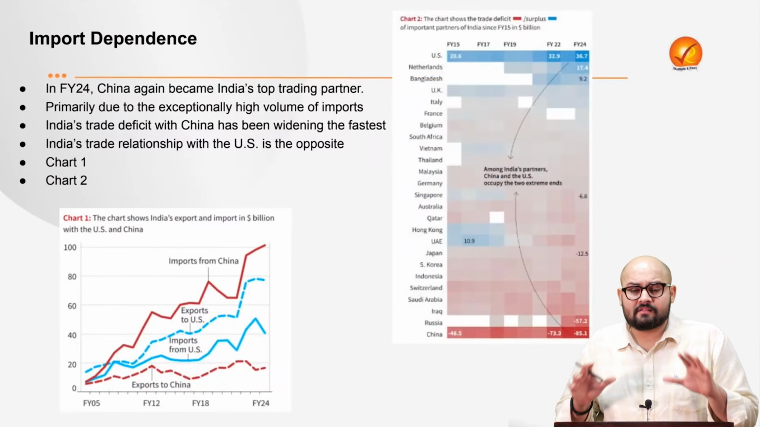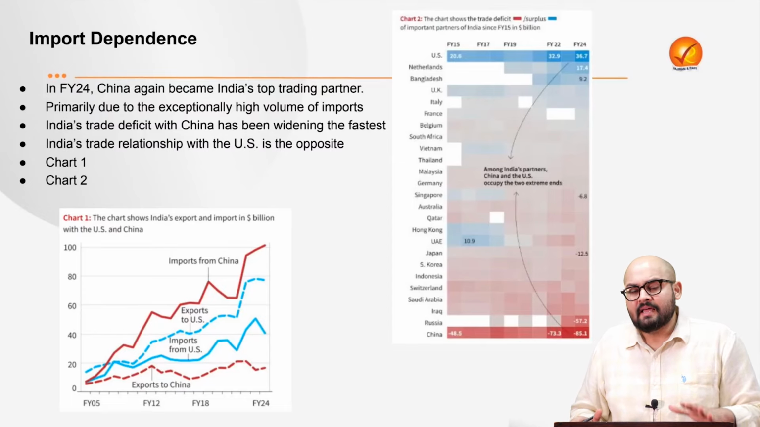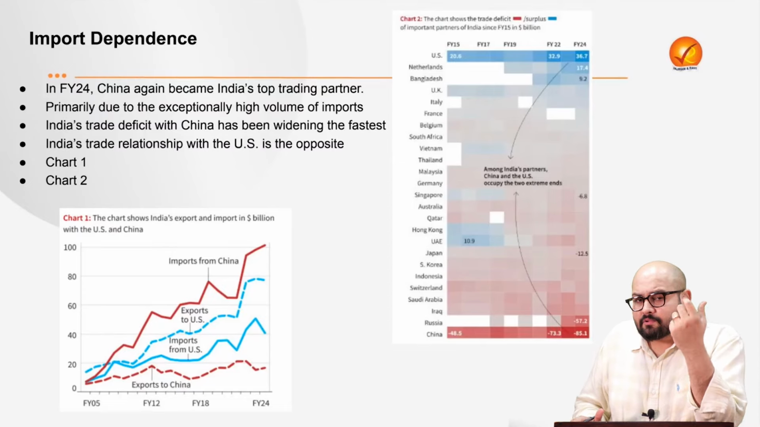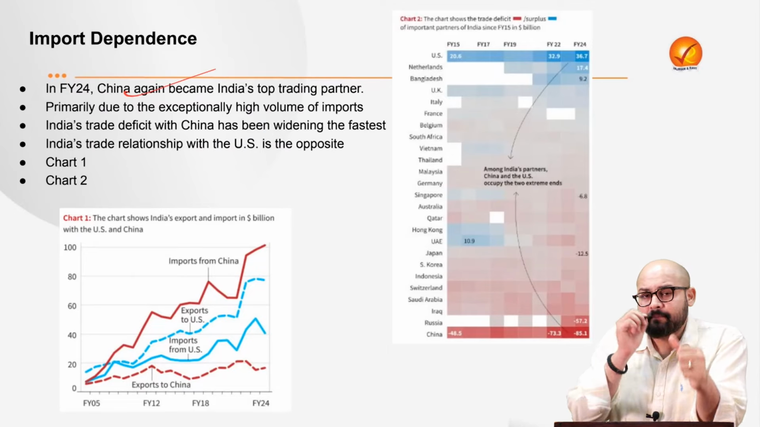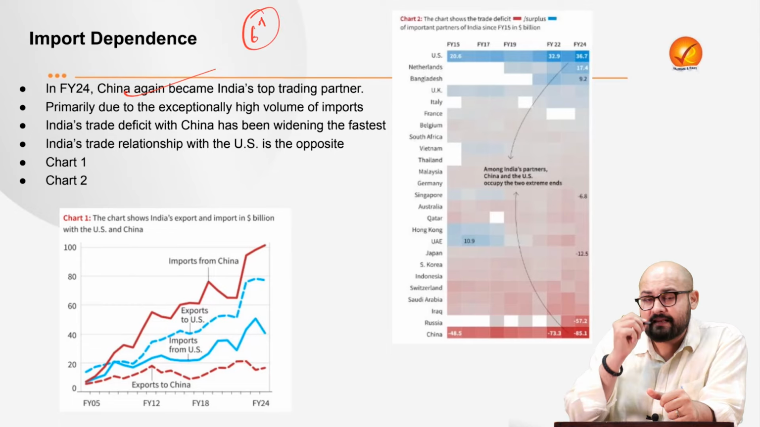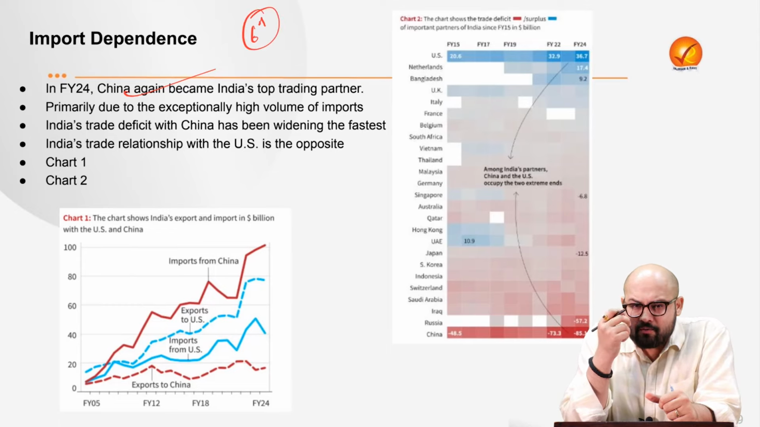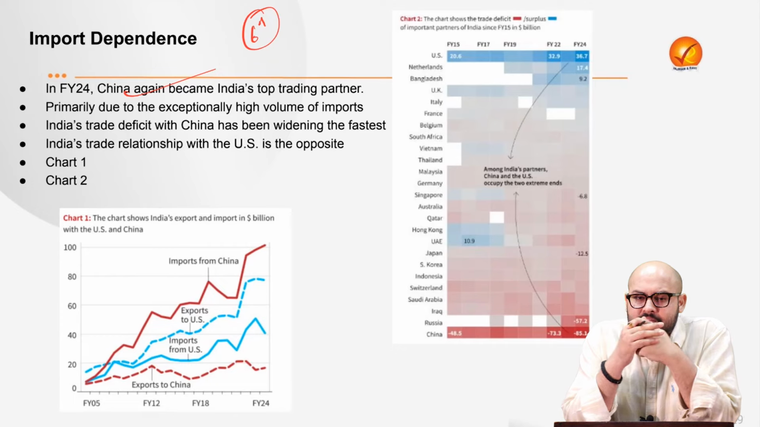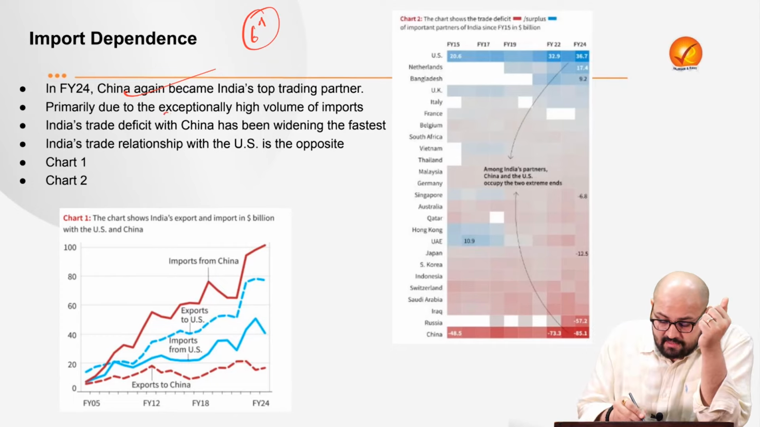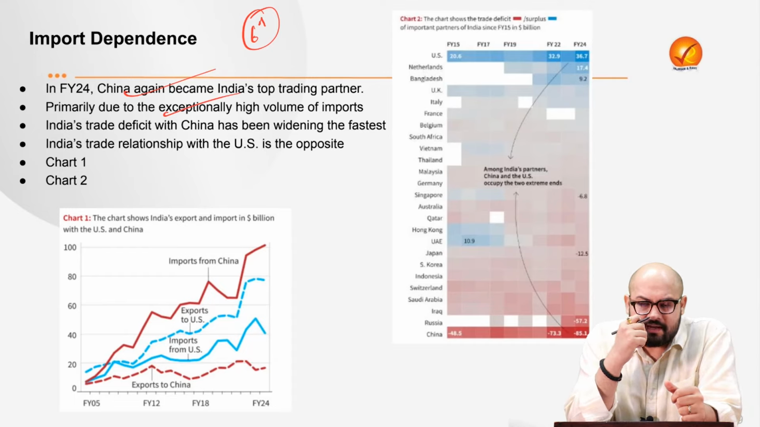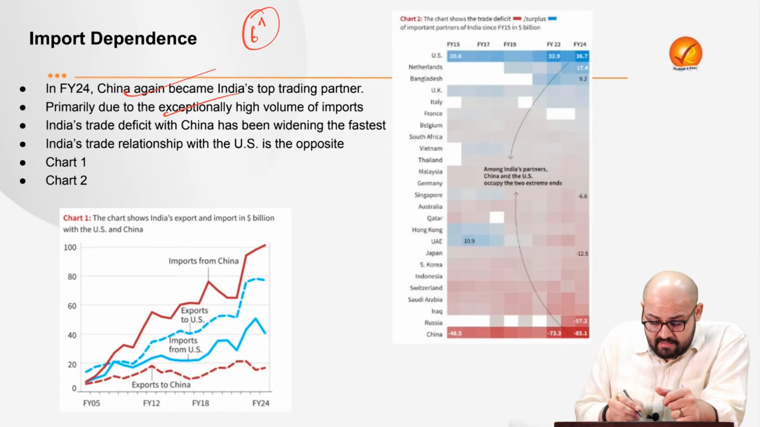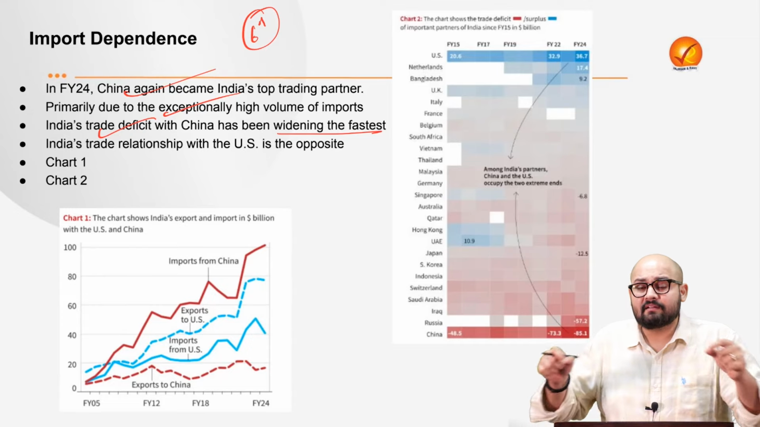Now talking about this article in particular, the information provided says that in the financial year 2024, China has again become India's top trading partner, and this is the 6th time in the last 10 years that China has taken this place. Now what we need to keep in mind is that top trading partner does not mean that India is exporting much to China. It is because of the exceptionally high volume of imports which India has from China, right? And the report also says that India's trade deficit with China has been widening the fastest if we compare with the other trading partners, right?